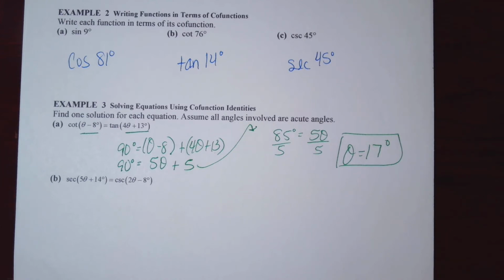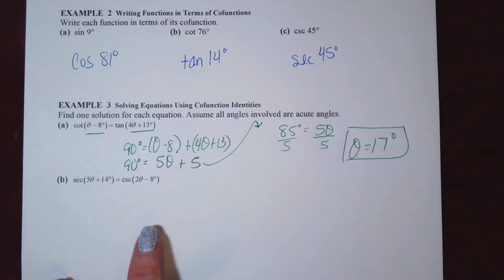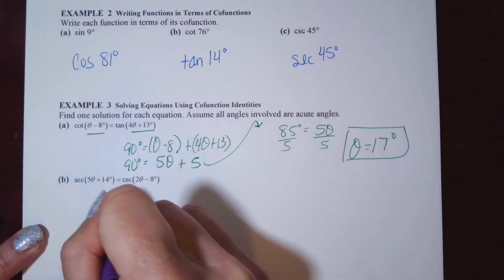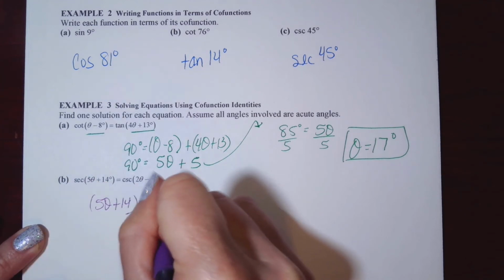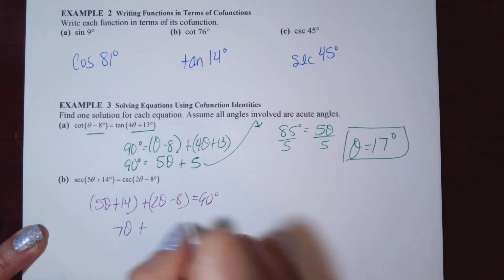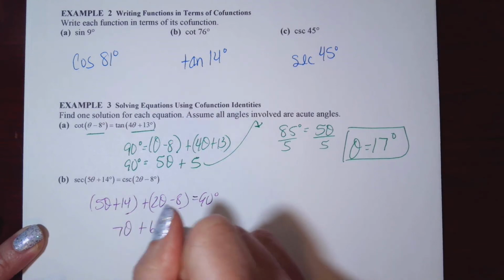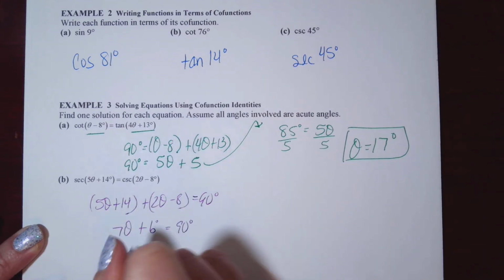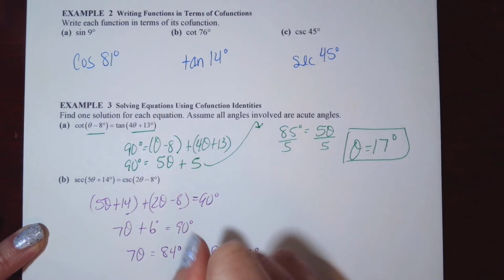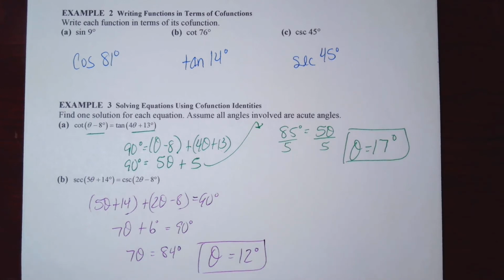All right, you take a go at the next one. Pause the video for a second and see what you can do with the next one using your cofunction identities. Move on to our next example.